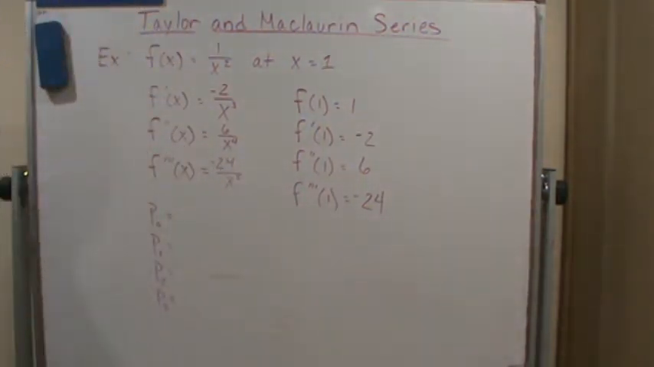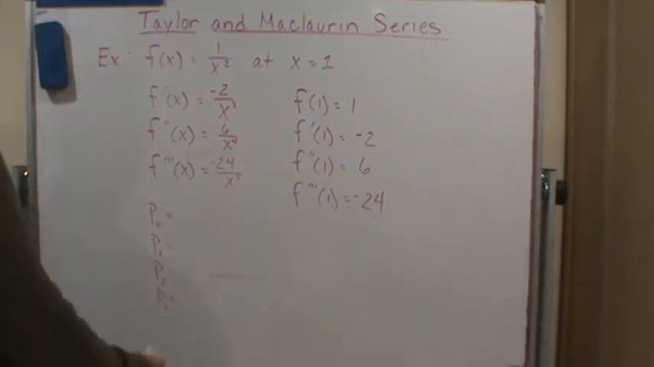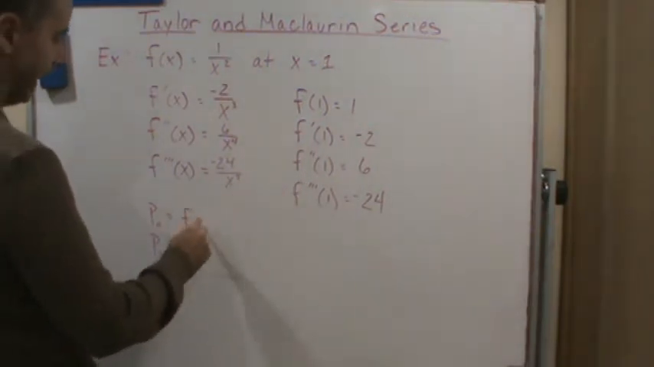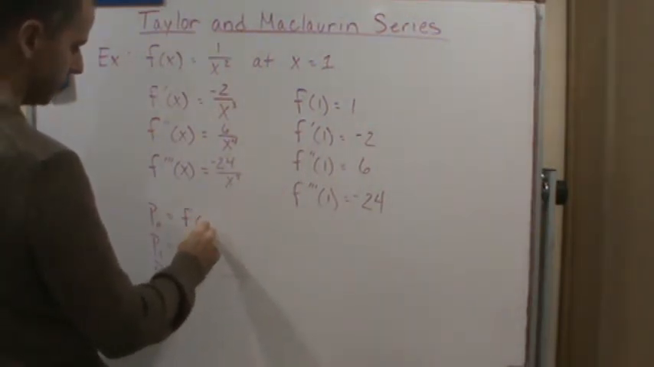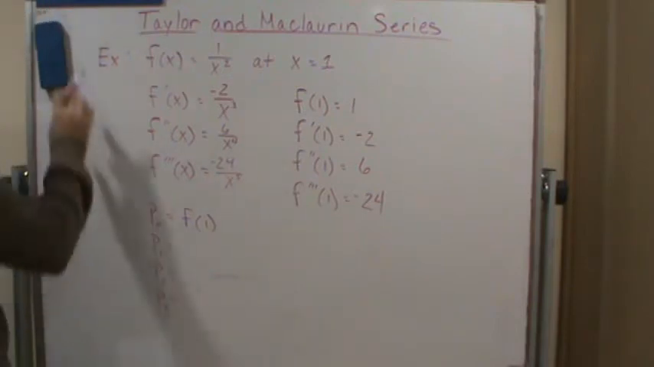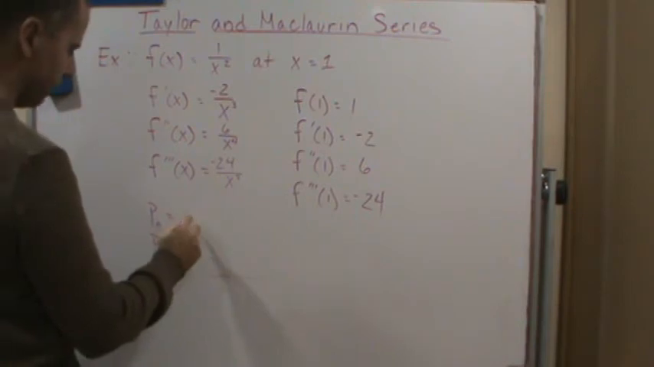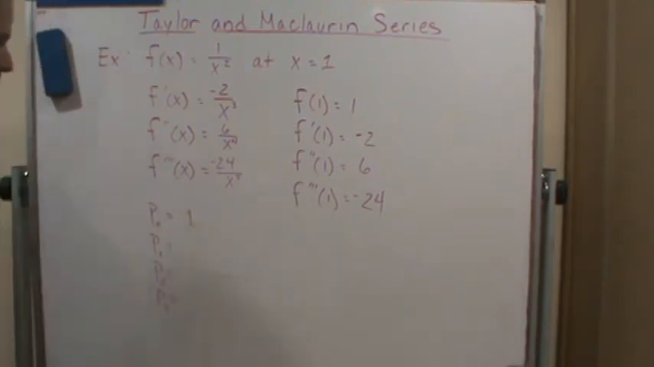Okay, so now we're going to use this information to write the Taylor polynomials. P sub 0 is just equal to f of a, which is just f of 1. And f of 1 is just 1. So p sub 0 is going to equal 1.